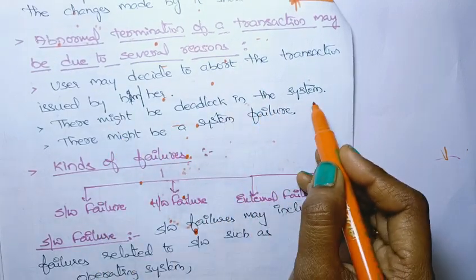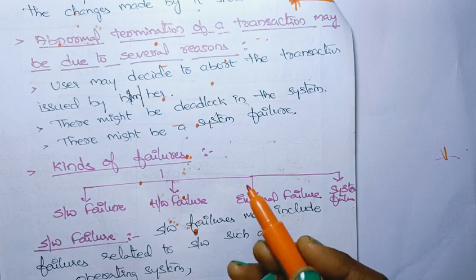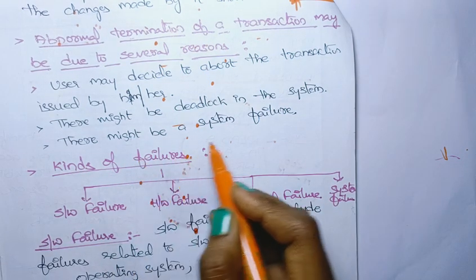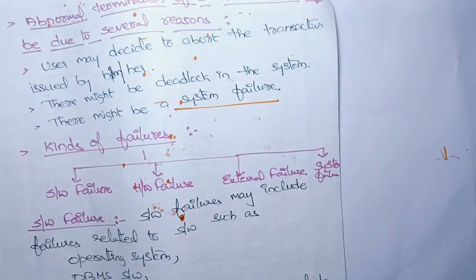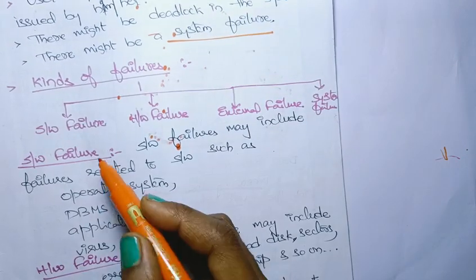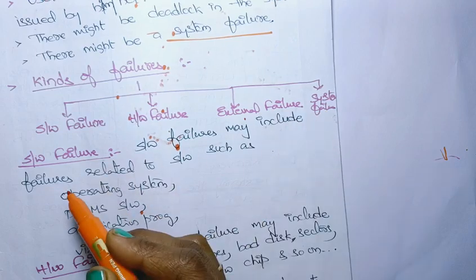There might be a deadlock in the system. Sometimes there may be a deadlock, and due to the deadlock the transaction will be terminated abnormally. There might be a system failure. Maybe system failure also causes abnormal termination. So there are some failures that make a transaction fail. Some of the failures we will see: software failure, hardware failure, external failure, system failure.